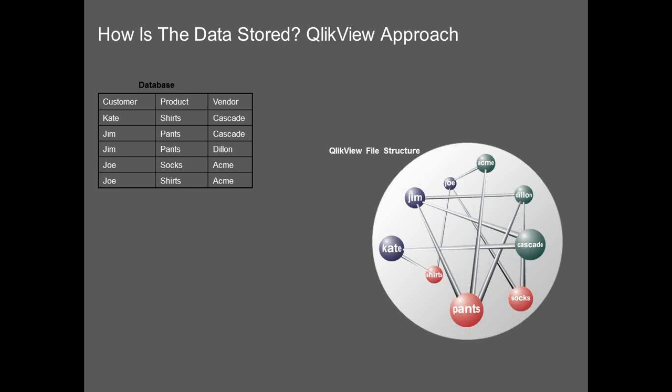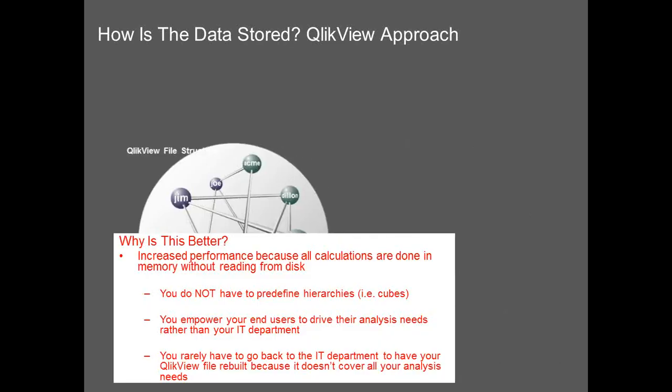Every node of data is associated with every other node of data. So why is this better? This increases the performance. You don't have to predefine the hierarchies. I don't have to define from customer go to product, from product go to region, etc. You empower the users to drive their own analysis. The end users are free to drill down from any direction to any direction. And because all the relationships are predefined, there is rarely a need to go back to the IT department to add newer relationships. Unless you want to extract additional data from the source, there is no need to go to the IT department for any development.